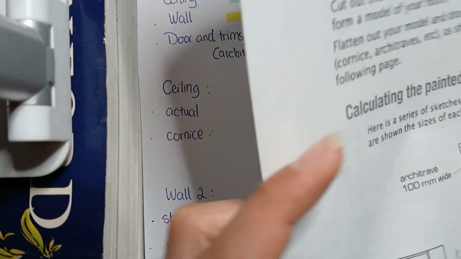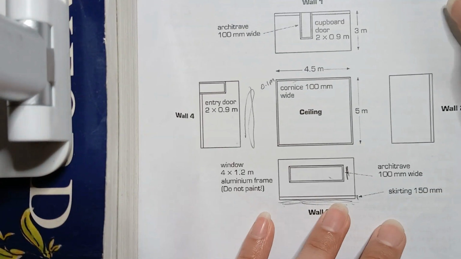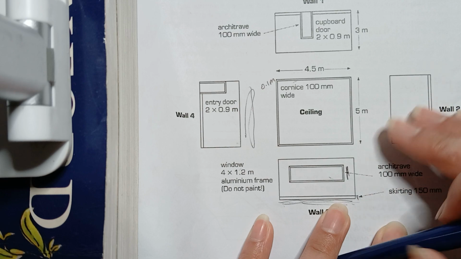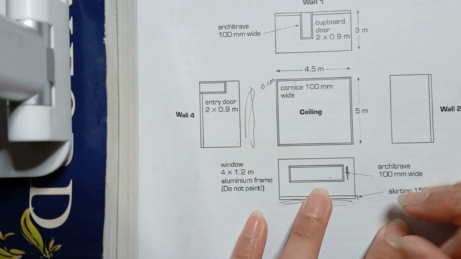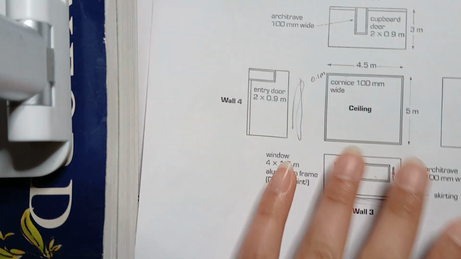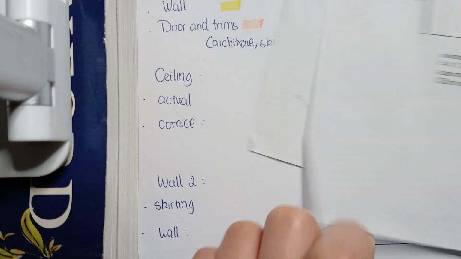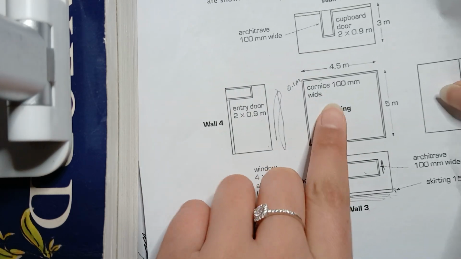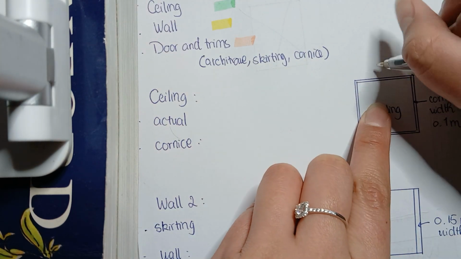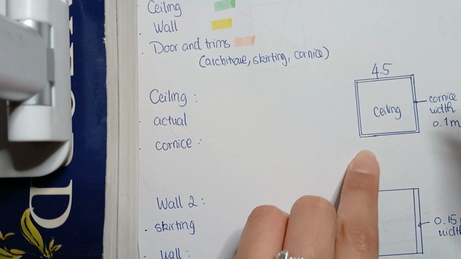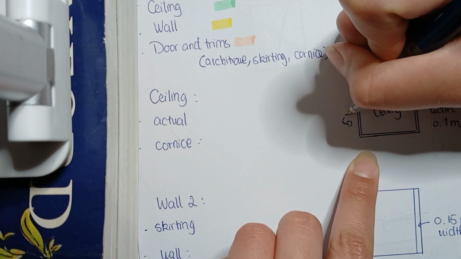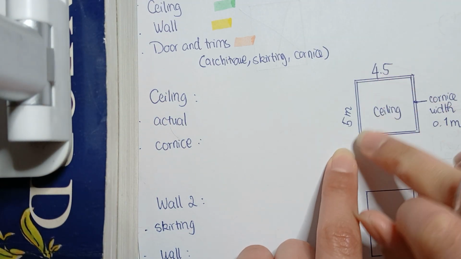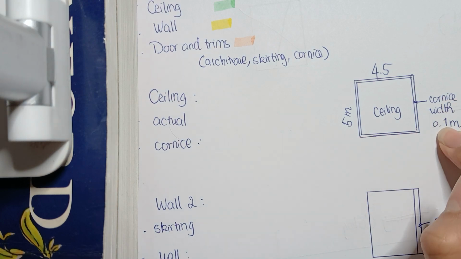So when you approach this task, I want you to choose the easiest one to do and only focus on one of them. For example, I'm gonna choose the ceiling. I draw the ceiling out here. I'm gonna label the dimensions. So we have 4.5 meter and we have 5 meter down here. I know 5 meters here, and the corner is 0.1 meter.